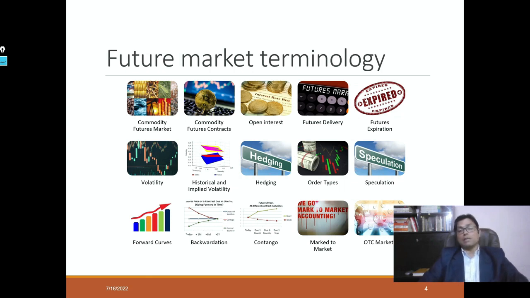Then we have OTC markets, over the counter markets. If it is futures markets, then it is an exchange. If it is a forward market, we have to settle everything in the OTC markets. So these are some basic terminologies which I explained in brief just now.